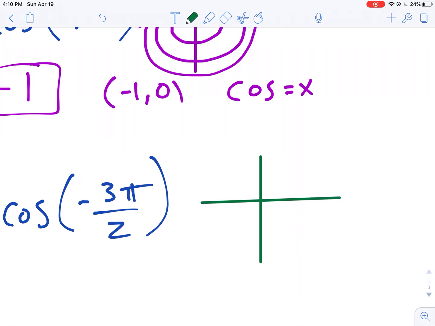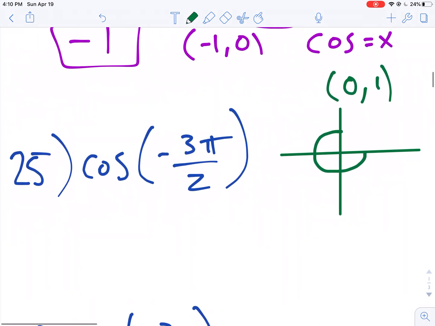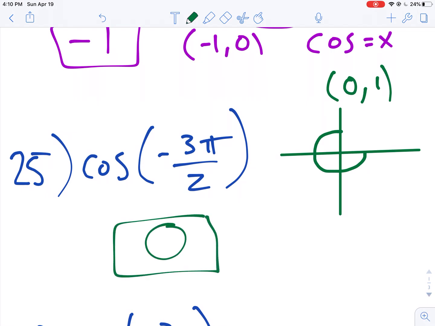-3 pi over 2, I'm going to draw this out. So this is -3 pi over 2, we should know that one. This is terminating at the point 0, 1. We know that our cosine is equal to our x value. I'm being asked cosine here, so my answer here is 0.